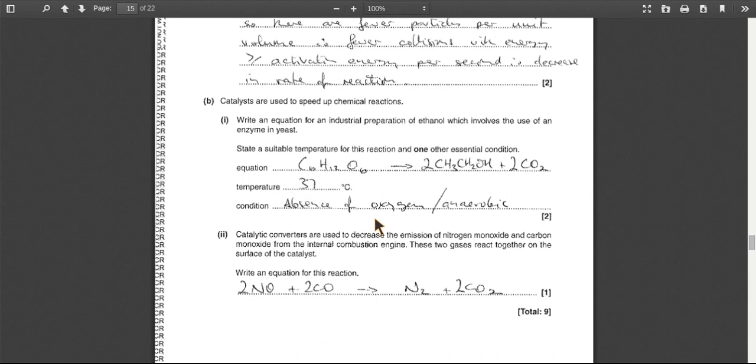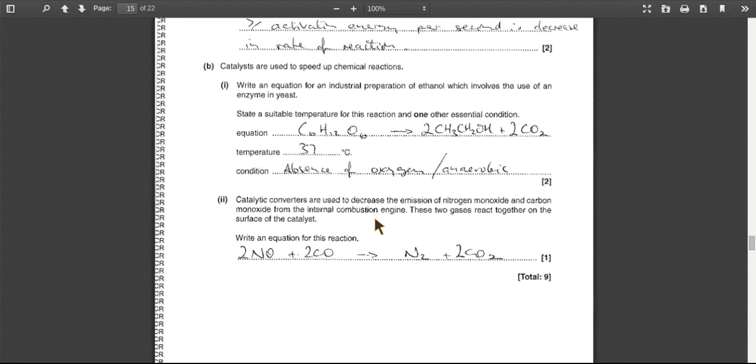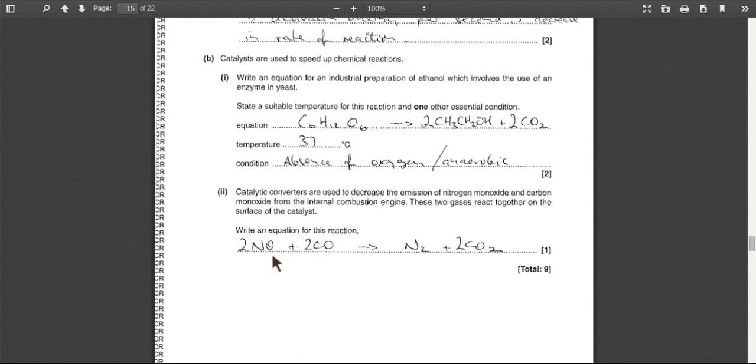And then the final part, again, it's recall. The equation that takes place in the catalytic converter when nitrogen monoxide and carbon monoxide are converted into less harmful substances such as nitrogen and CO2. And there's the equation there. So again, that is pure recall from your notes.